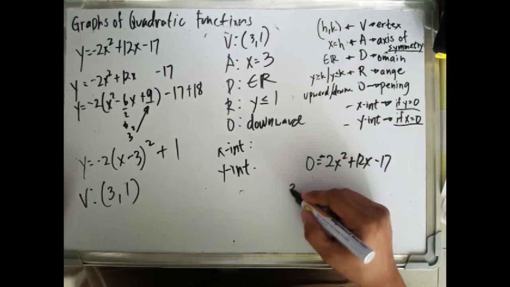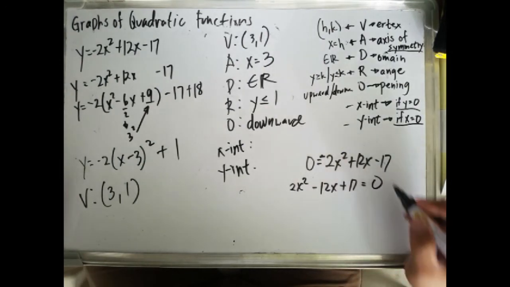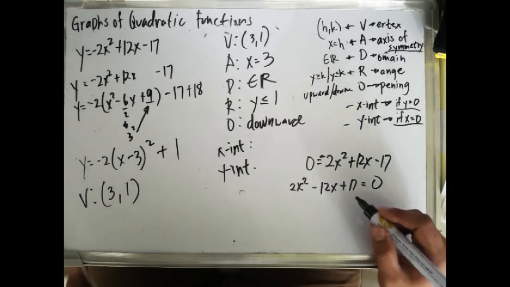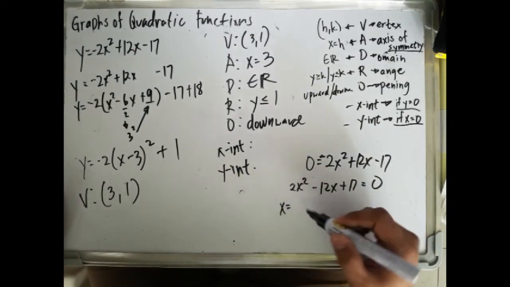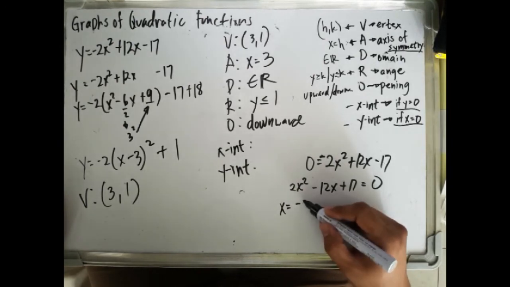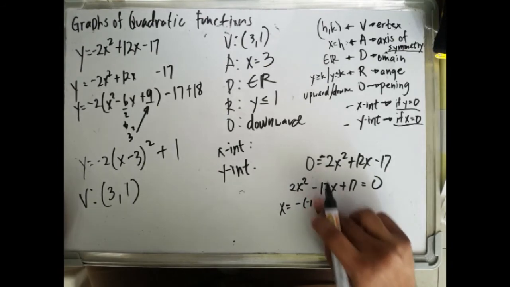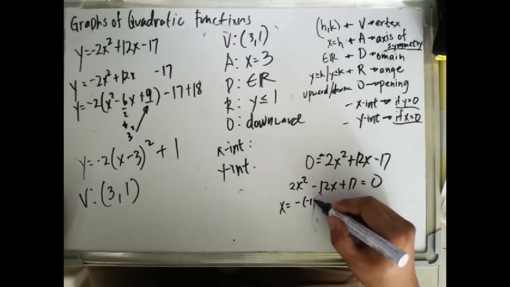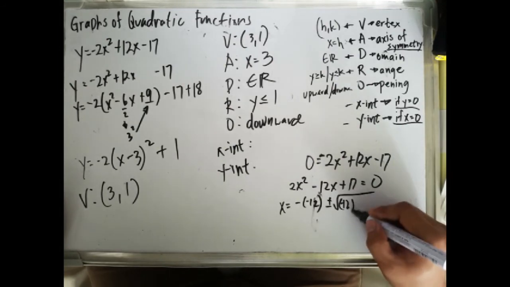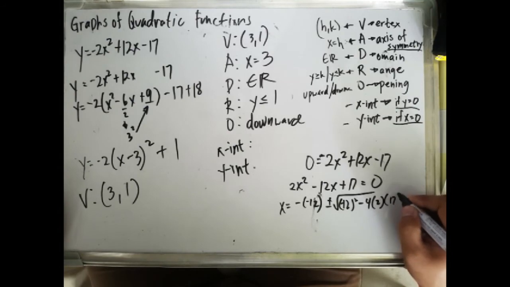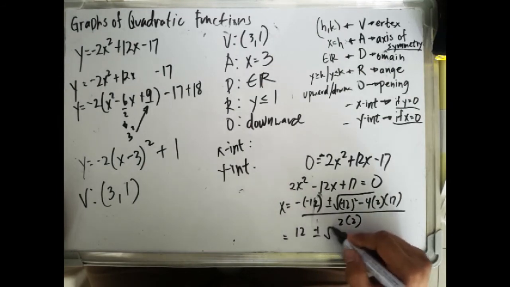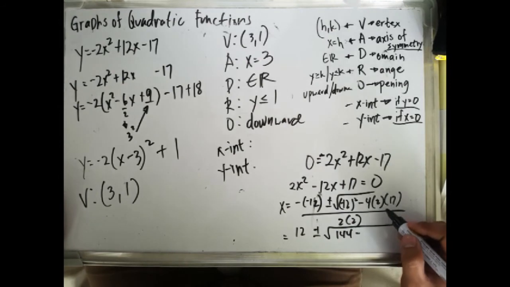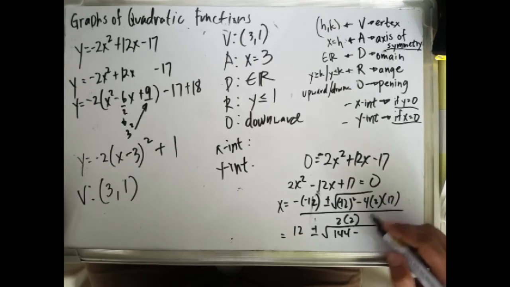So, pagkalapin natin sa inyo, 2x squared minus 12x plus 17 equals 0. May factors? Oh, so we have to use the quadratic formula. Negative b plus minus square root of b squared minus 4ac, over 2a. So 12 plus minus square root of 144 minus 17 times 4 times 2.